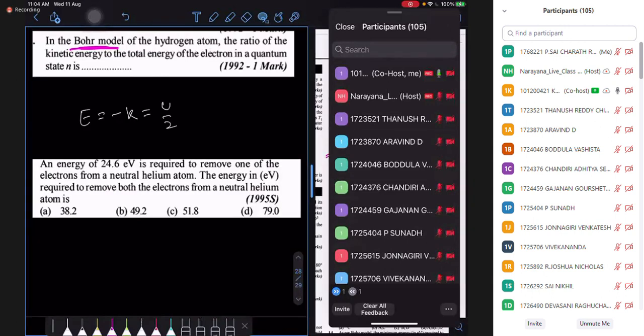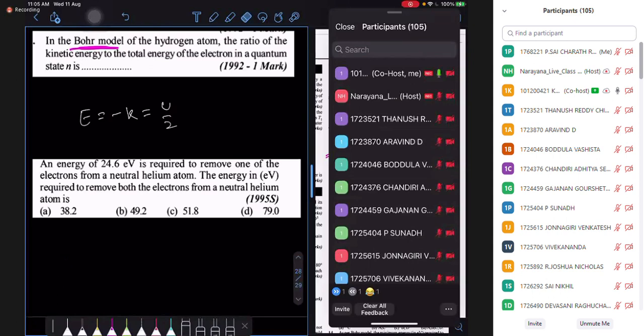He said that energy of 24.6 electron volt is required to remove one of the electrons from the neutral helium atom. The energy required to remove both the electrons from the neutral helium atom is... So in chemistry, you call this 24.6 with a special name: the energy required to remove the first electron. What is the name of that? It is called ionization energy.